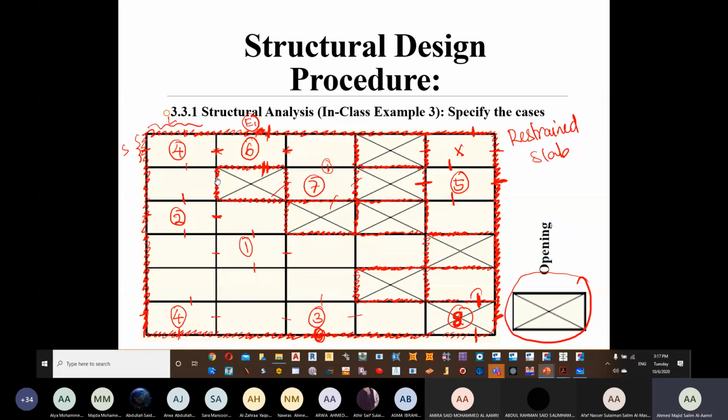For case number 8, this is discontinuous. This is discontinuous. This is discontinuous. This is the only one which is continuous. Or whatever Bushra has said. Okay. Or sorry, this is not the correct one. Actually, this is the correct one. Whatever Bushra has said. Discontinuous, discontinuous, discontinuous, and this is continuous. Okay. So this is case number 8.